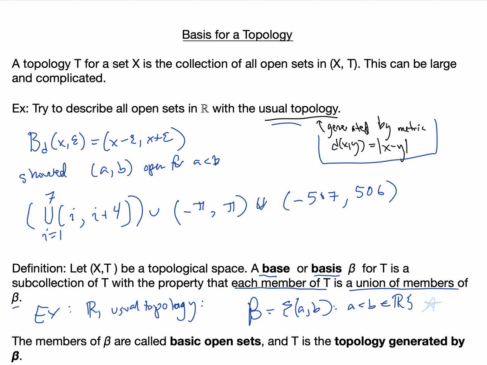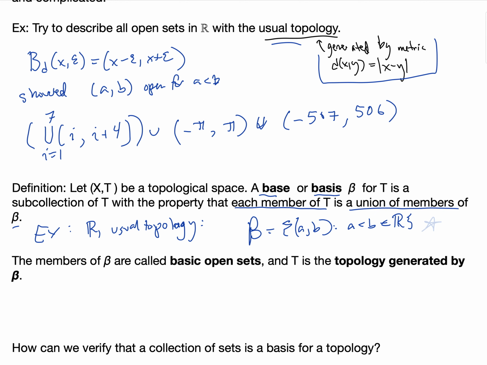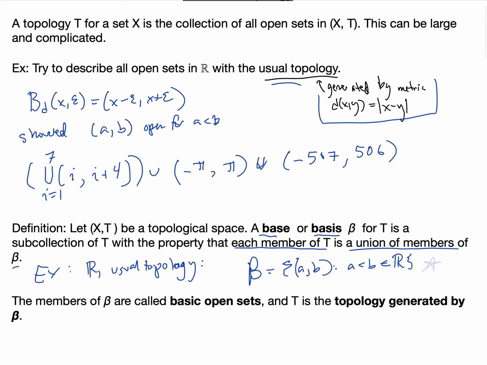The members of a basis are called basic open sets. So any open interval with this basis would be a basic open set, and tau is also called the topology generated by beta.